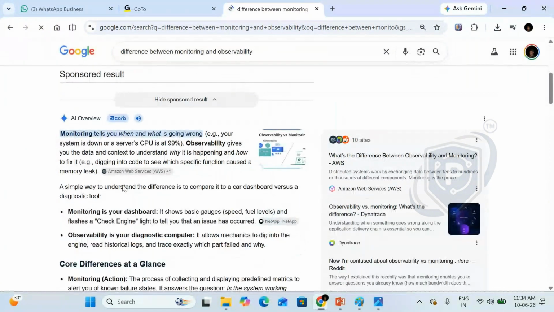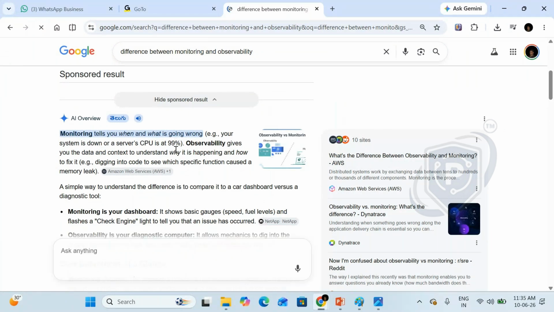Monitoring tells when and what is going wrong. For example, your system is down or a server CPU is at 99%. Observability gives you data and context to understand why it is happening and how to fix it. For example, digging into the code to see which specific function caused the memory leakage.